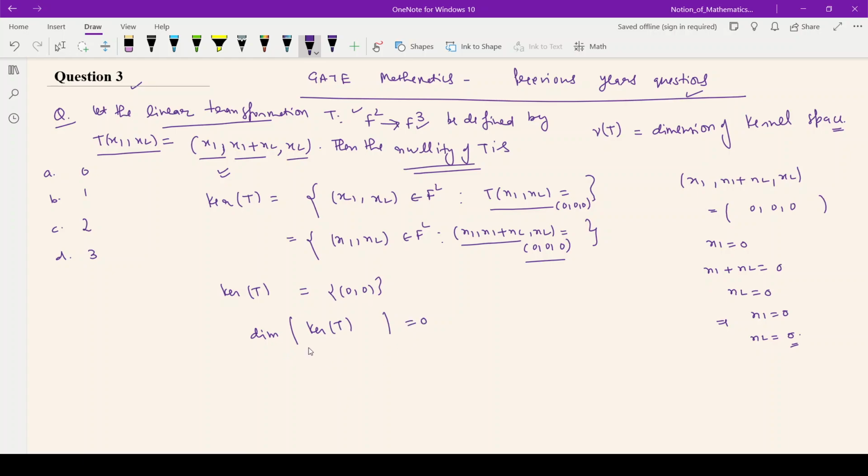And the dimension of kernel is known as the nullity. So nullity is what is being asked. Nullity of this transformation is equal to 0. So I think it is option A. So 0 is the correct answer.